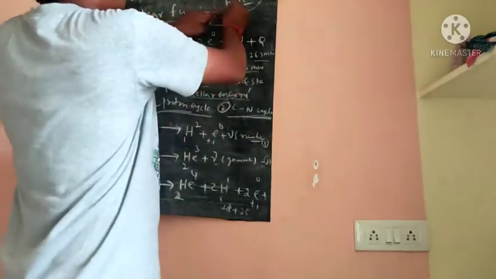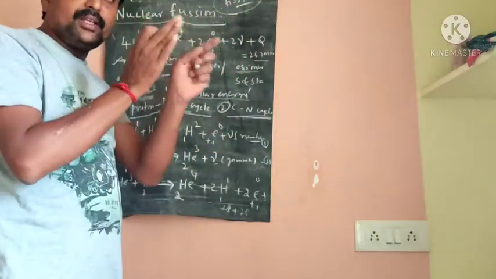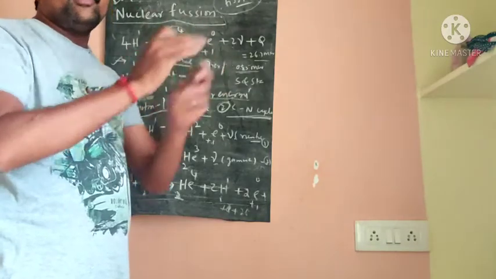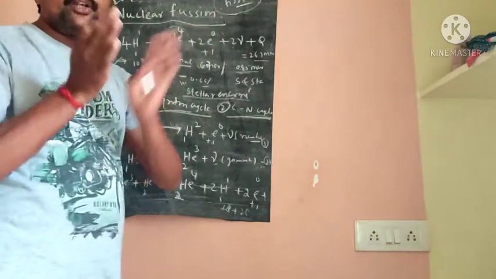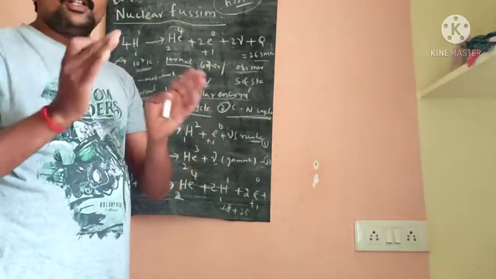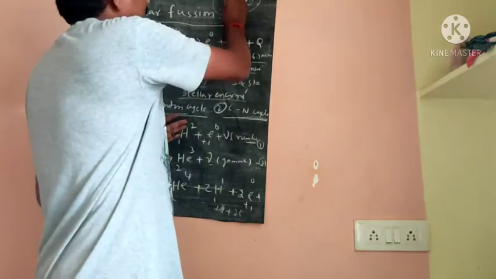In the earlier class we discussed nuclear fission. In nuclear fission, a heavy nucleus is bombarded with a slow moving neutron. The heavy nucleus is split into two moderate nuclei, and some amount of heat is released. Such a reaction is called nuclear fission.